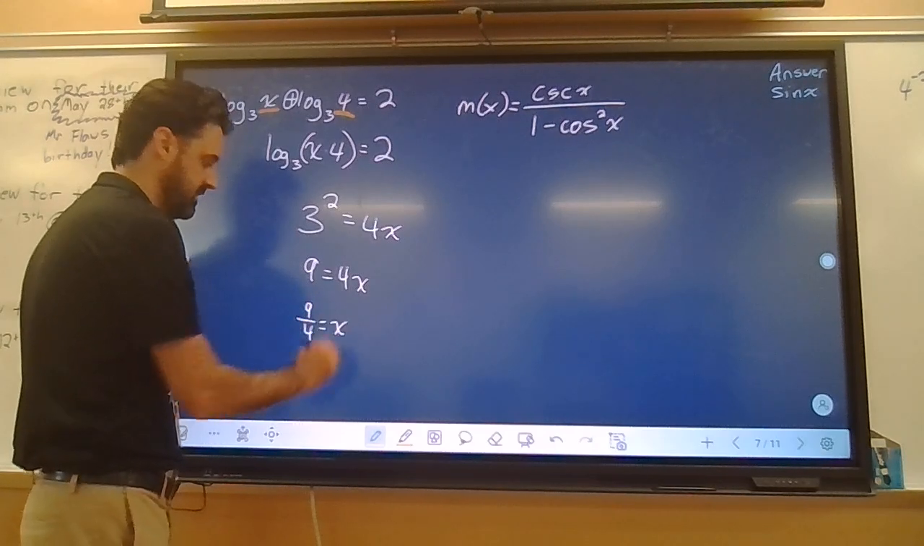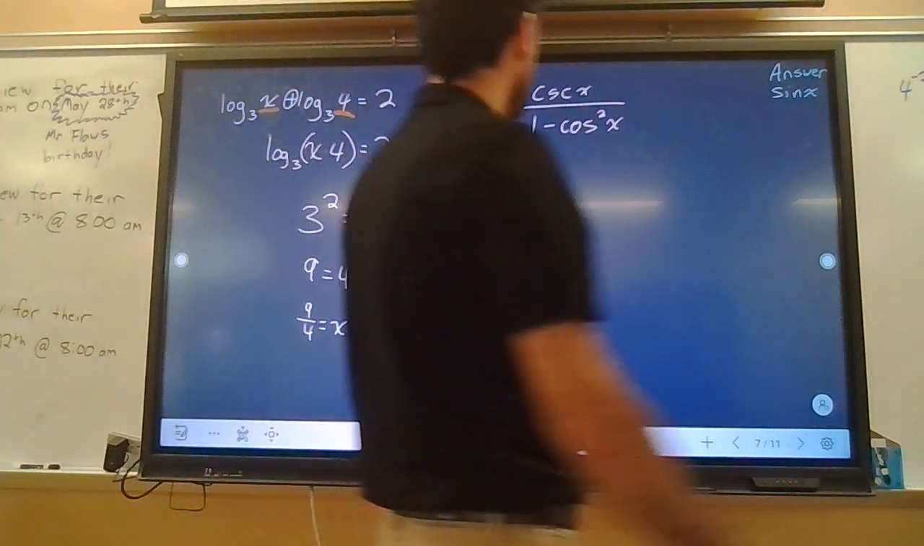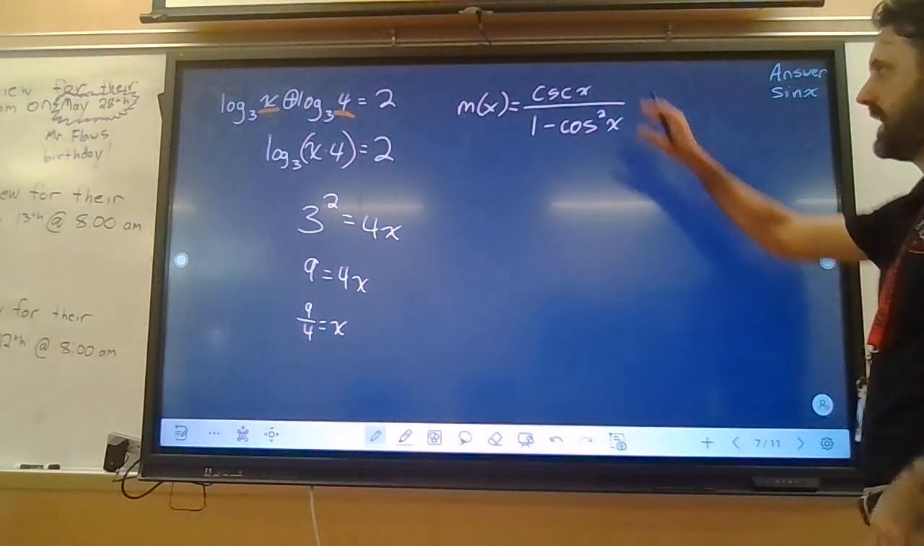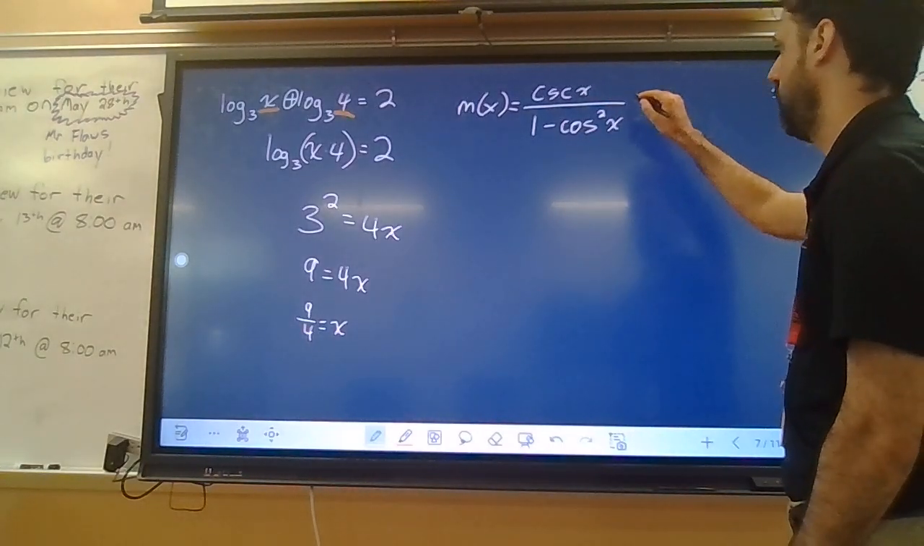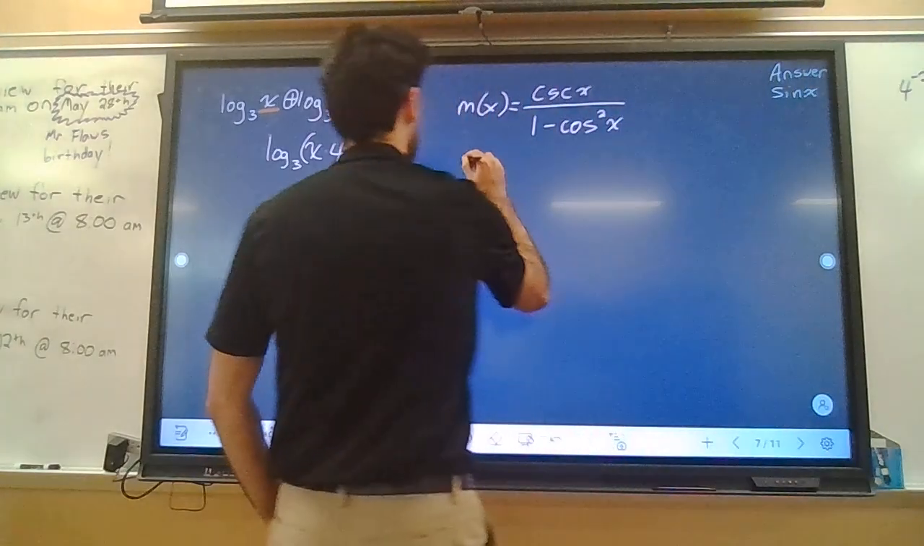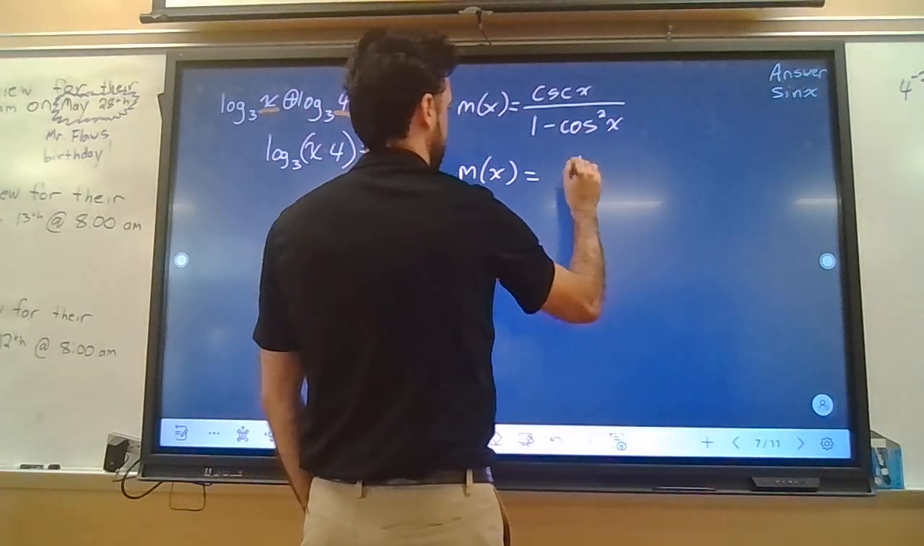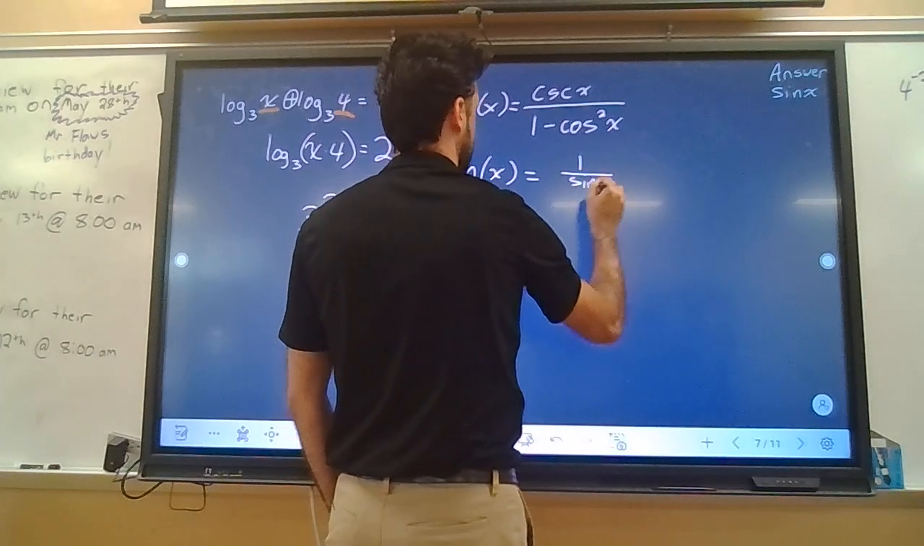And it's okay if it doesn't simplify. You can leave it like that. All right, so that's the first one. That's our answer. This one over here, it's a little tricky. So first I can replace cosecant of x with, and I want to start by writing what the function's called, which is m of x. Okay, so m of x equals, cosecant of x is defined as 1 over sine of x.